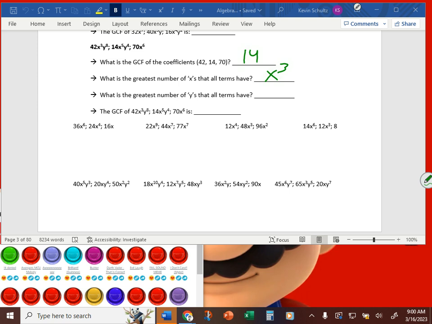And then, how many y's do they all have? Poor y. It doesn't get represented here. Zero. Again, not all of them have a y, so we can't use it. Okay? Not applicable. So, what is our GCF of the 3 terms? Leah? 14x to the 3rd power. Okay?